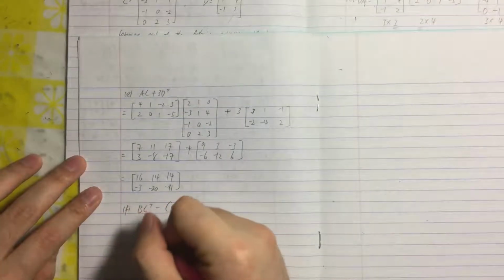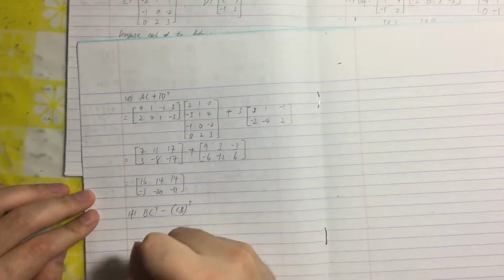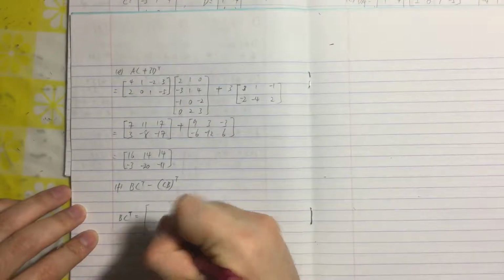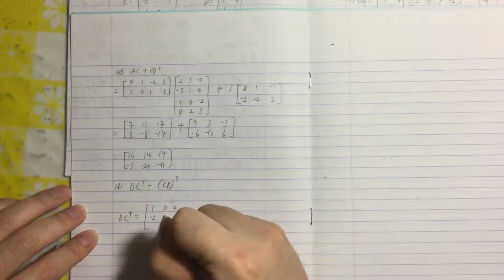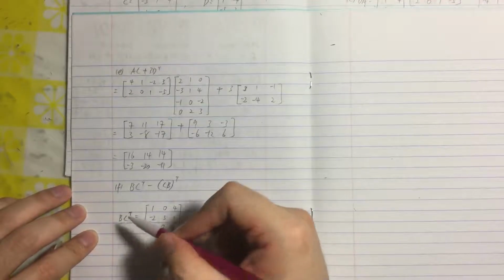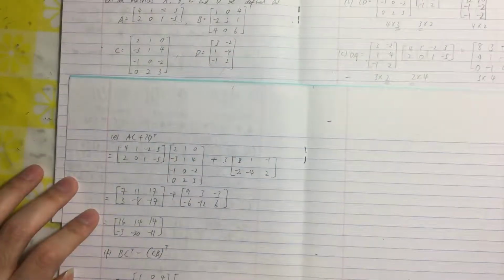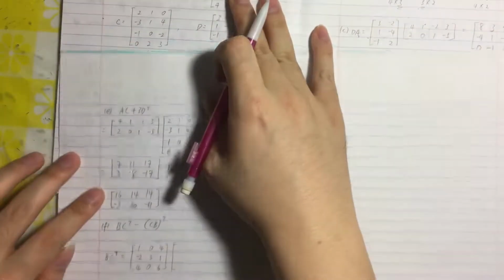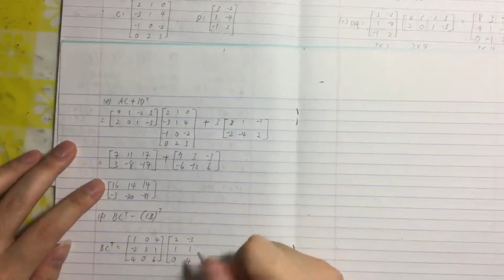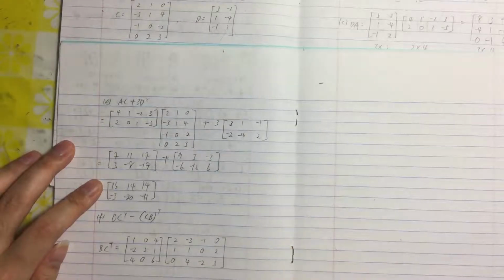So let's compute B times C transpose first. Matrix B is 1, 0, 4, negative 2, 3, 1, 4, 0, 6. That's matrix B. For C transpose, in matrix C, put rows in columns. I have 2, 1, 0, negative 3, 1, 4, negative 1, 0, negative 2, 0, 2, 3. Put rows in columns and then multiply.